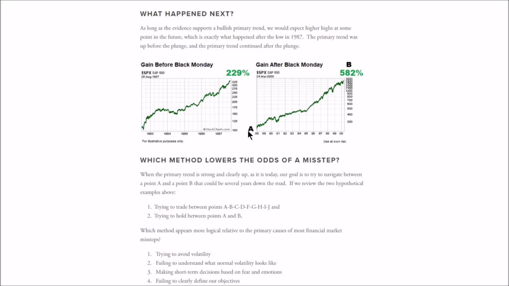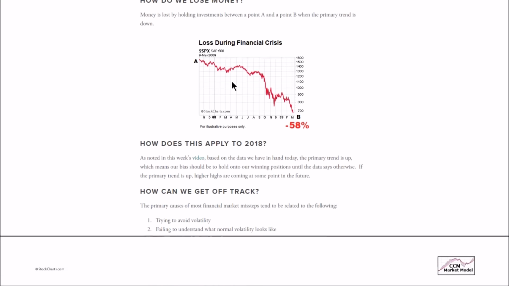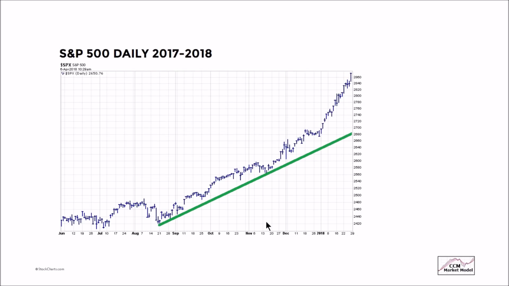Once the primary trend reasserted itself after Black Monday, the S&P 500 gained an additional 582%. Conversely, bear market examples, such as the peak in 2008, tell us we cannot blindly assume anything. And once again, that's where the flow chart and the discipline comes into play. We know the primary trend was up prior to the peak.